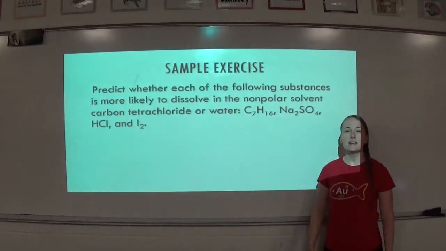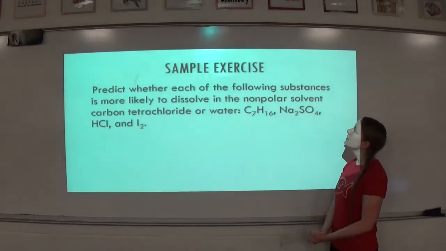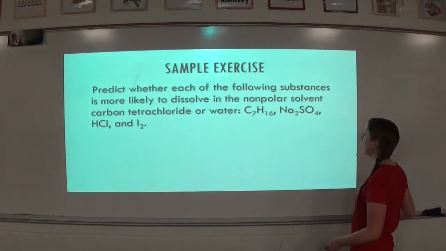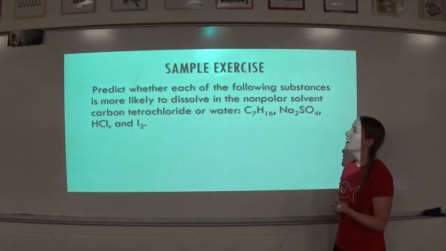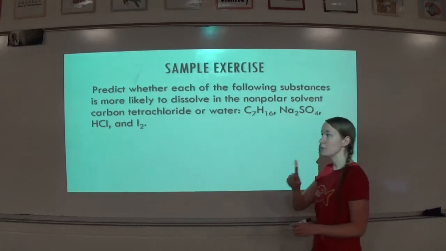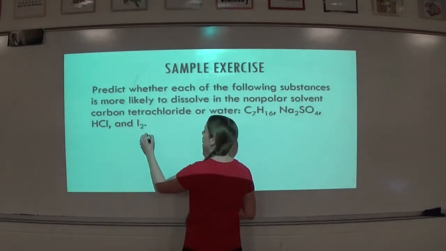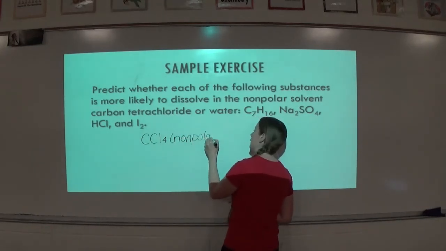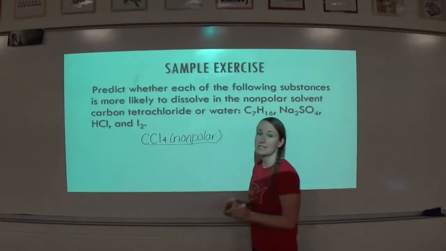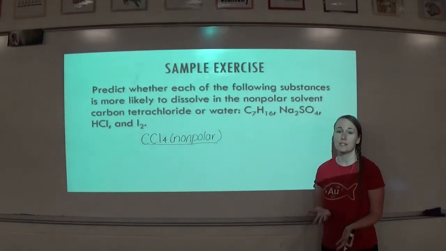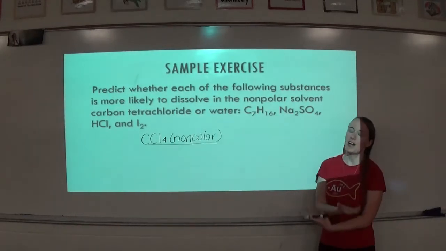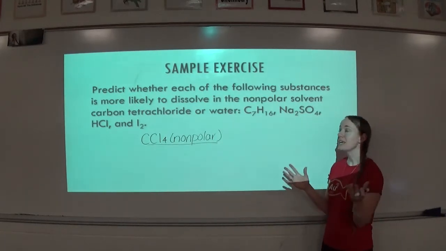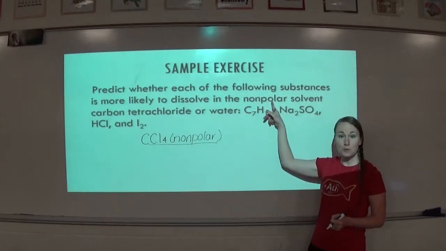So let's look at a sample exercise. It says, predict whether each of the following substances is more likely to dissolve in the nonpolar solvent carbon tetrachloride or water. I already gave you a hint, although you should be able to figure it out on your own, that carbon tetrachloride is nonpolar. The way you would figure it out is when you draw it, you would hopefully realize it's tetrahedral and all of the dipoles cancel. I know that's y'all's favorite thing, having to go back to VSEPR theory and draw it. But it ends up being tetrahedral, any dipoles cancel, so it's nonpolar. But see, I was nice and told you nonpolar.